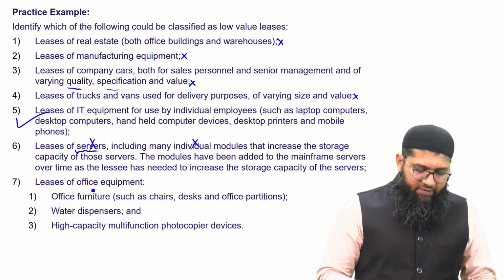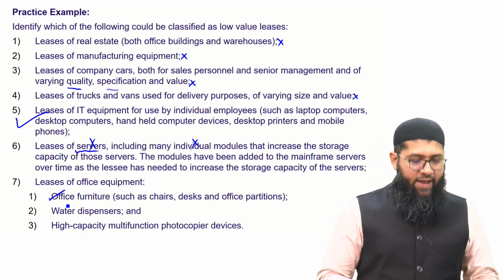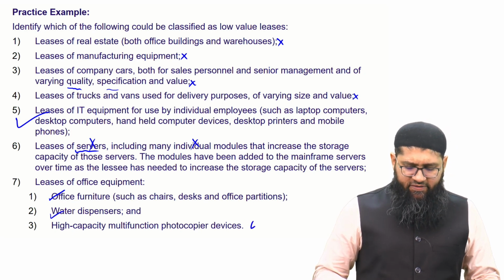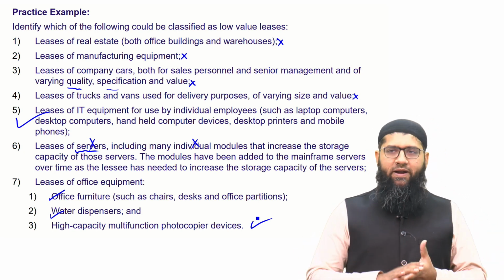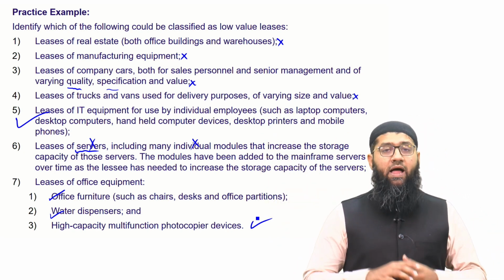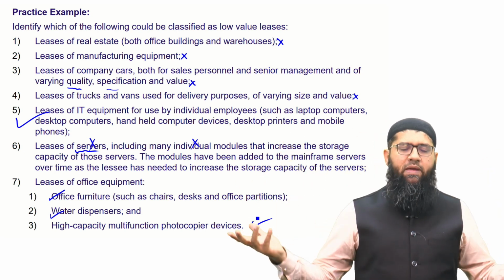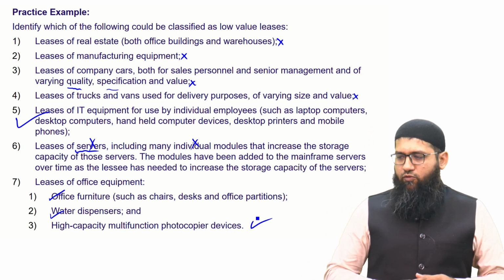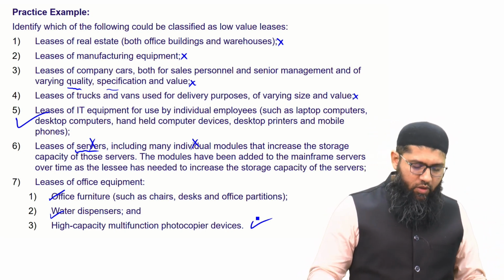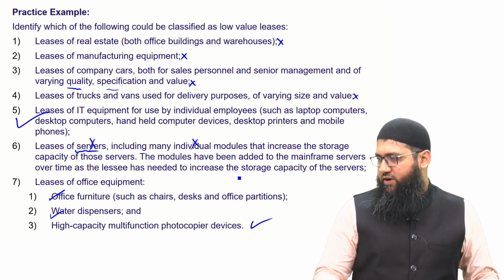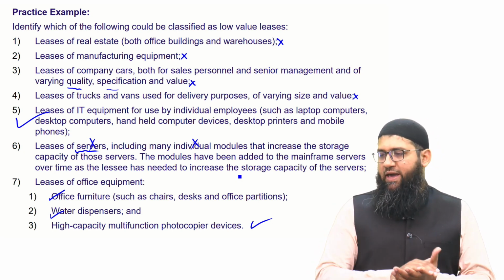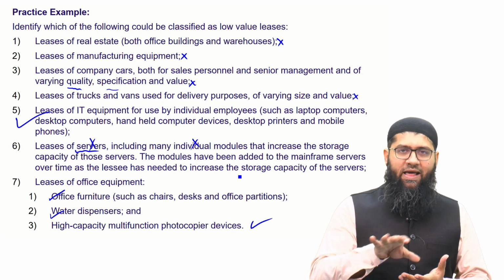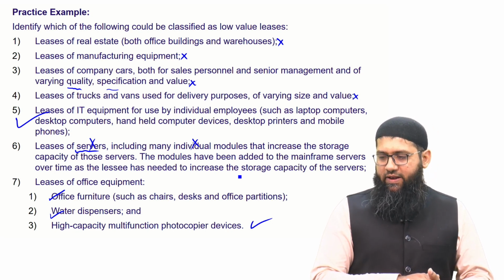Then leases of office equipment, office furniture, yes, low value. Water dispensers, yes. High capacity photocopier device, yes, that's okay. If the photocopier device is high capacity, again it's a photocopier device. It's not machinery used for manufacturing. Unless you are a printing company and it's big printing machinery, that's a different case. So that's what the low value lease is going to be. So I could see that you people have given the right answers. There are one or two who got it wrong, but I think that you people also do understand now. The ones who have classified 6 to be correct: 6 is also incorrect, and I have explained the reason why 6 is incorrect.